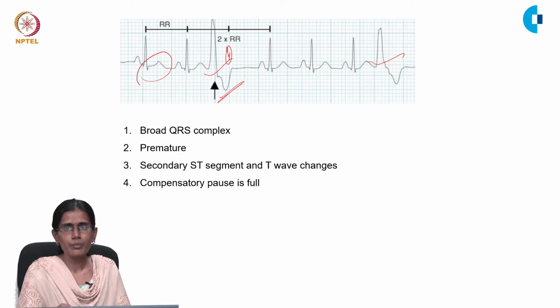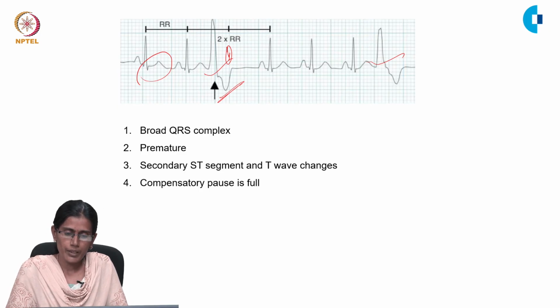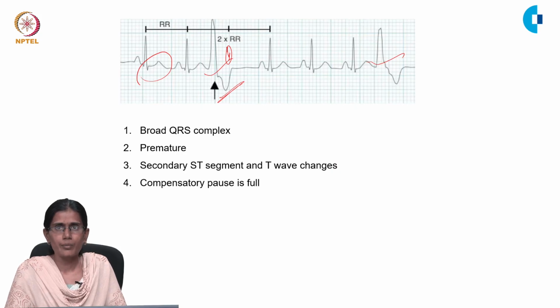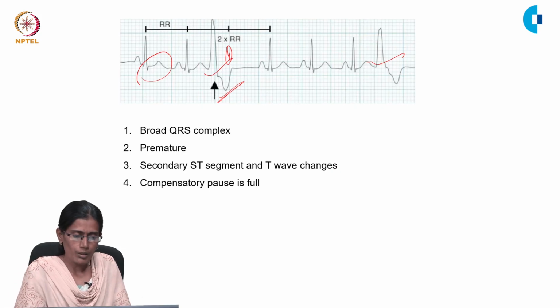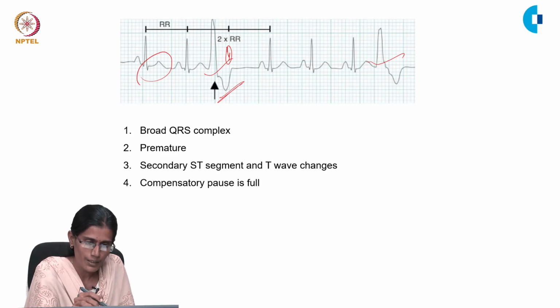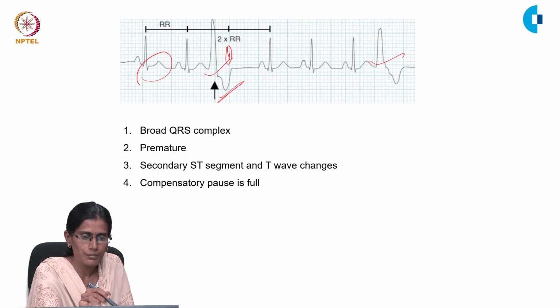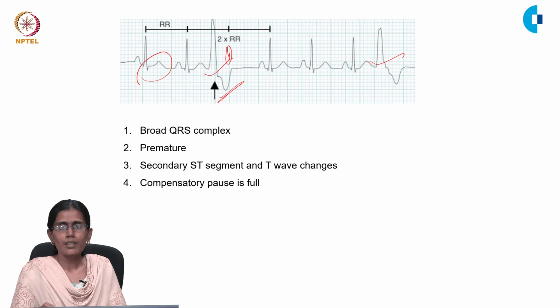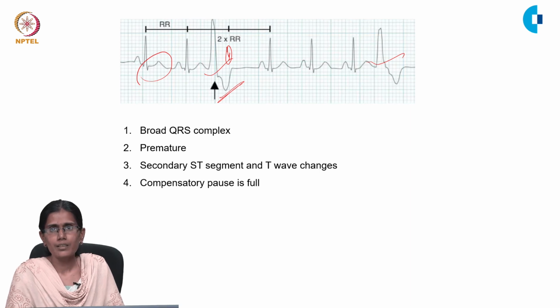Where do you come across primary ST segment and T wave changes? In patients with myocardial ischemia. And look for compensatory pause. What is the meaning of it? You are going to assess the distance between the sinus beat which happened before the ectopic and after the ectopic. This duration will be twice that of the normally conducted sinus impulse. So, where do you come across incomplete compensatory pause? In patients with atrial ectopic.